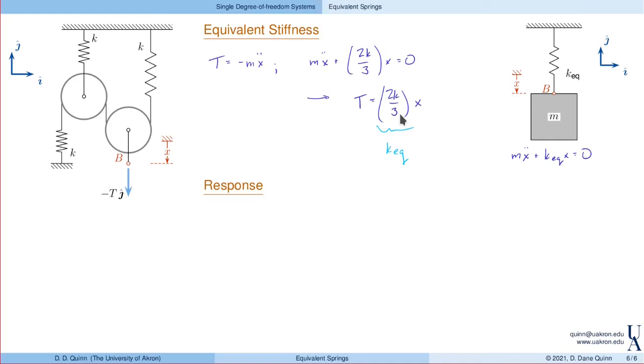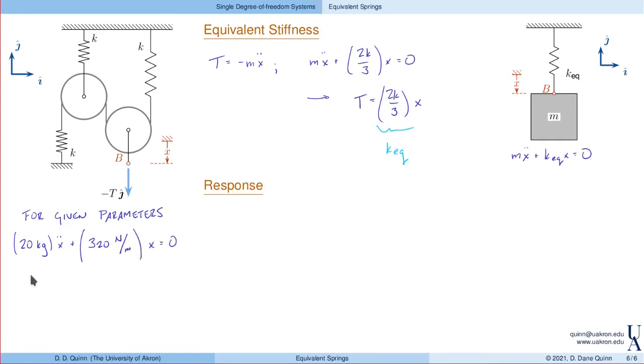So finally, let's look at the response. The problem statement gave me parameters in terms of mass and stiffness. So for the given parameters of the problem, the equation of motion ends up as 20 kilograms, that was the mass, x double dot, plus, when I calculate 2/3 times the stiffness, remember the stiffness was 480 newtons per meter, I end up with 320 newtons per meter times x is equal to 0.